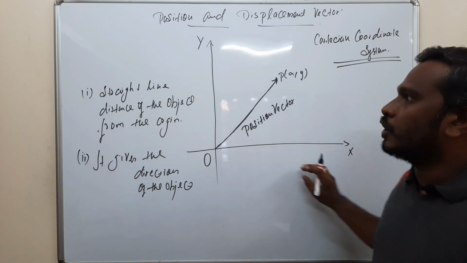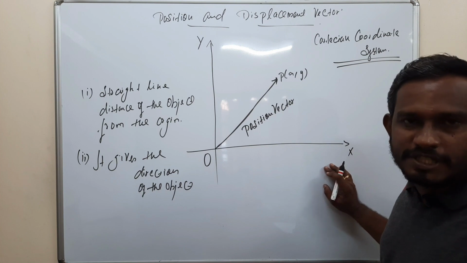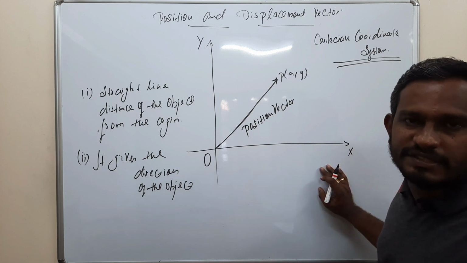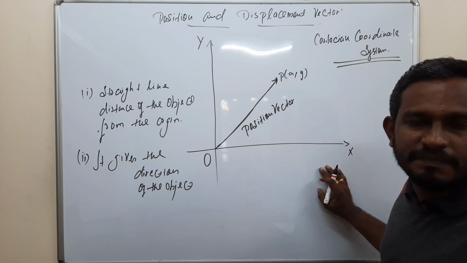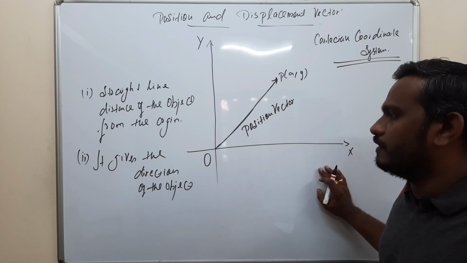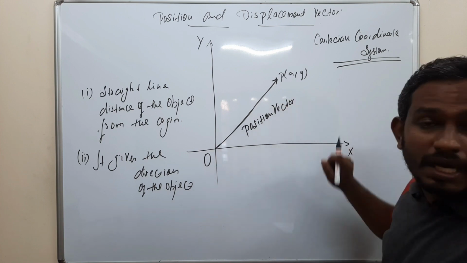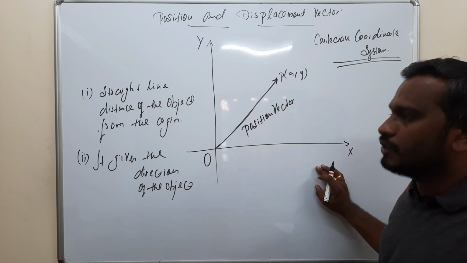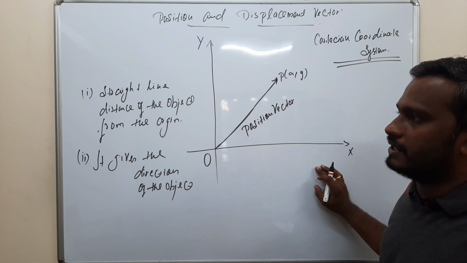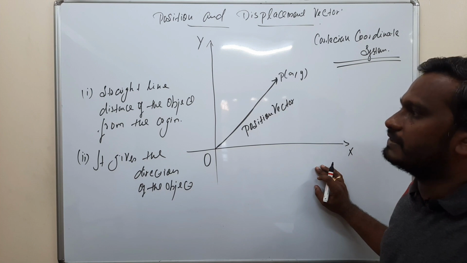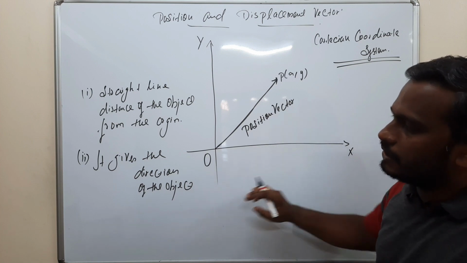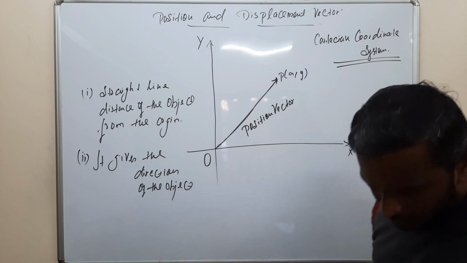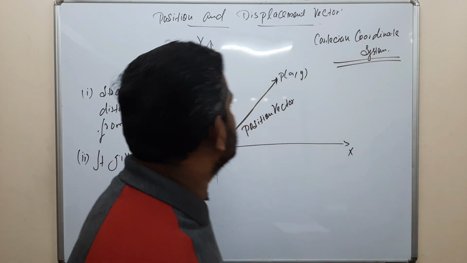So in a coordinate system, suppose the position of an object is represented in terms of x coordinate and y coordinate distances, then it is called a Cartesian coordinate system. In a Cartesian coordinate system, if a vector is drawn from the origin to the point, that vector is called the position vector. The position vector gives two pieces of information for the point: the straight line distance of the object from the origin, and the direction of the object.